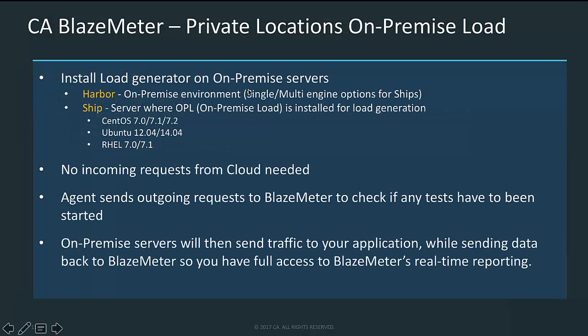In order to do on-premise using the private locations feature, it's actually very straightforward. You merely ask the system to generate an environment for you. You then download a Docker container and you launch it. And there are no incoming requests from the cloud needed. It's just strictly outbound, which is firewall friendly. The agent sends outgoing requests to BlazeMeter to check to see if any tests need to be run. And when it has work to do, it comes to life and sends the results up. So that the on-premise servers will send traffic to your inside the firewall application and send data back to BlazeMeter for real-time reporting.